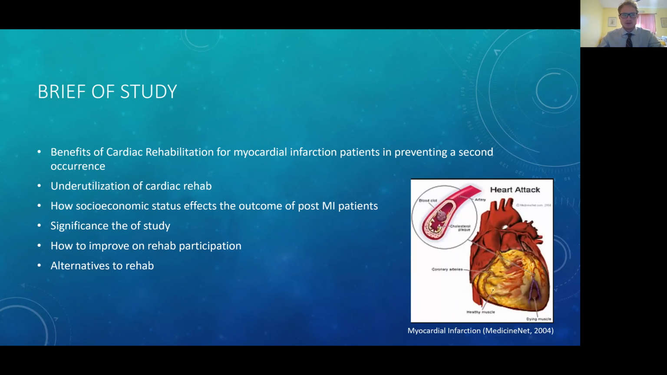So this study briefly goes over the benefits of rehabilitation for myocardial infarction patients by comparing those post-rehab post-myocardial infarction patients in a rehab group versus those in the community setting who did not attend rehab. So we'll be looking at the mortality rates, the readmission rates, and the recurrence rates of myocardial infarction. We'll also be looking at the underutilization of cardiac rehabilitation and how socioeconomic status affects the outcomes of post-MI patients. We'll also be going over how to improve on the rehab participation and alternatives to rehab when it's not accessible.